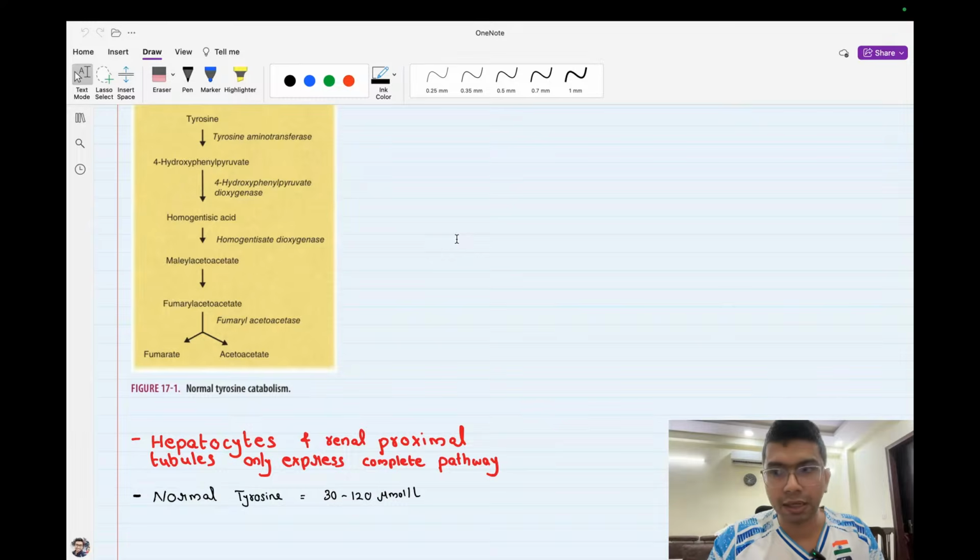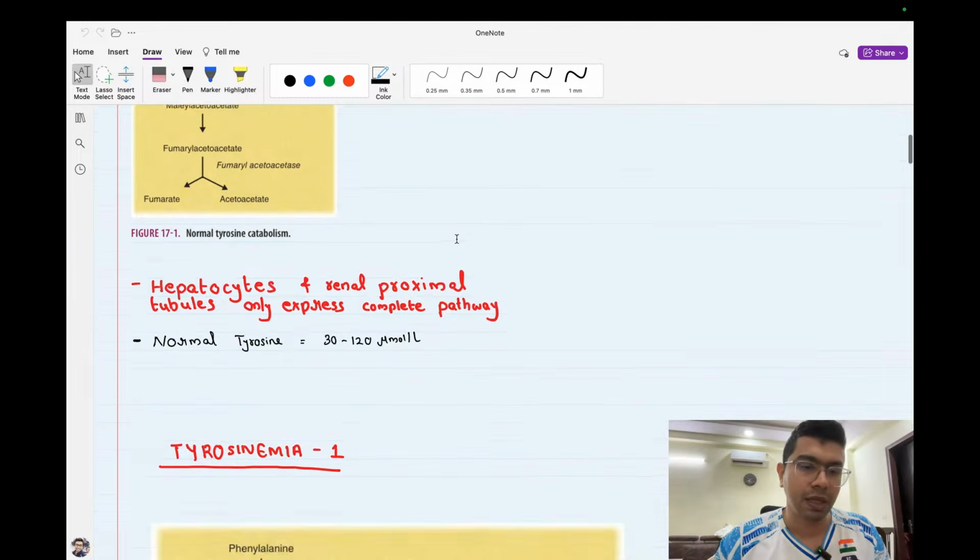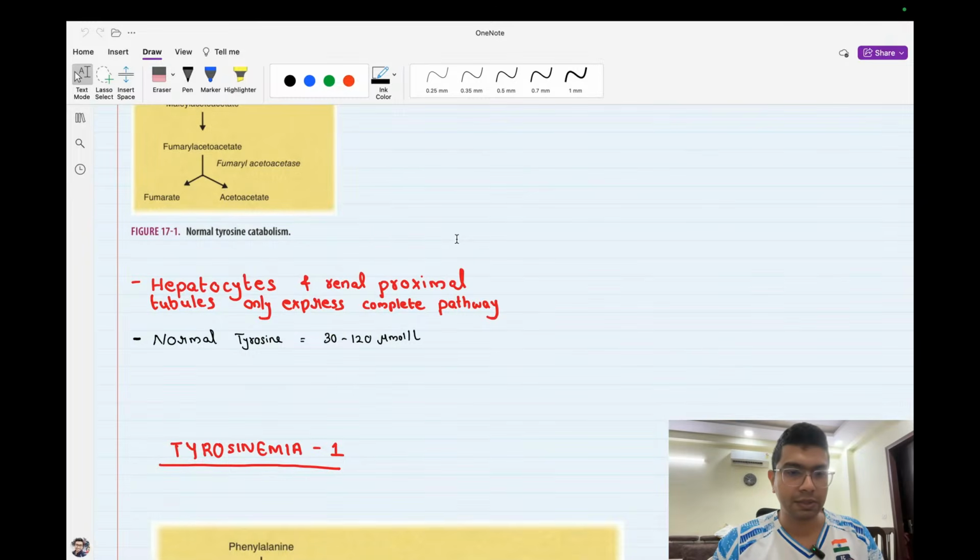Hepatocytes and renal proximal tubules are the only tissues which express this complete pathway. That's why the liver and kidney are commonly involved in this disease. And the normal range of tyrosine is around 30 to 100 micromole per liter.